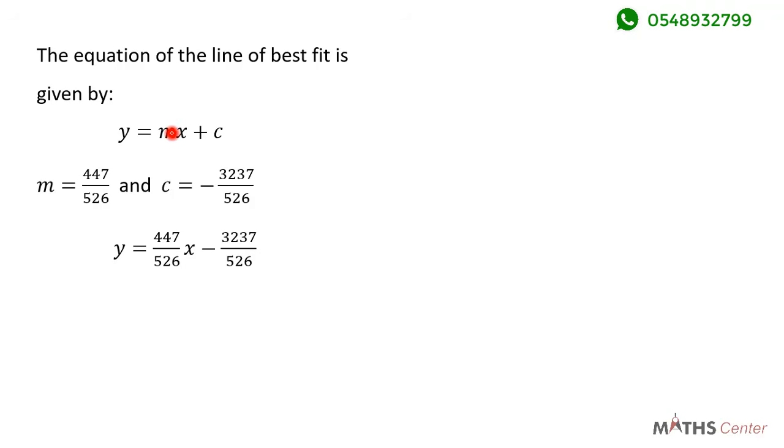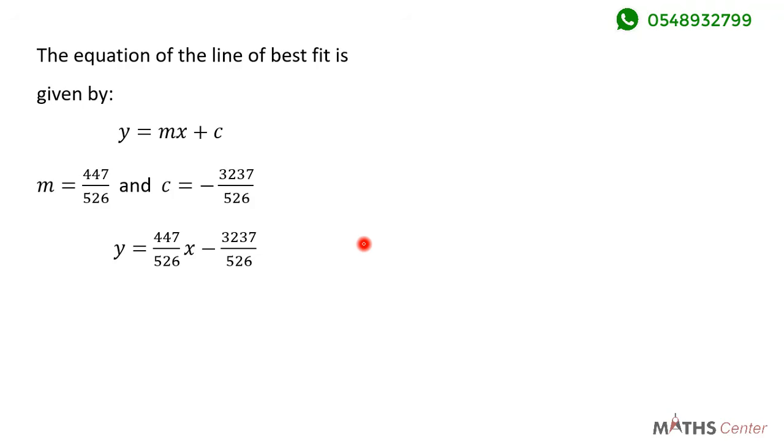So when you substitute it into y = mx + c, y will be equal to 447 divided by 526x, then minus 3237 divided by 526. With this, we can draw the graph of the line. We will need 2 points that fall on the line. We will assume an x coordinate, substitute it into the equation, and get a y coordinate. We assume another x coordinate, substitute it into the equation, and get a y coordinate. Then we will plot those 2 points on the scatter diagram and join them with a straight line to get our line of best fit.